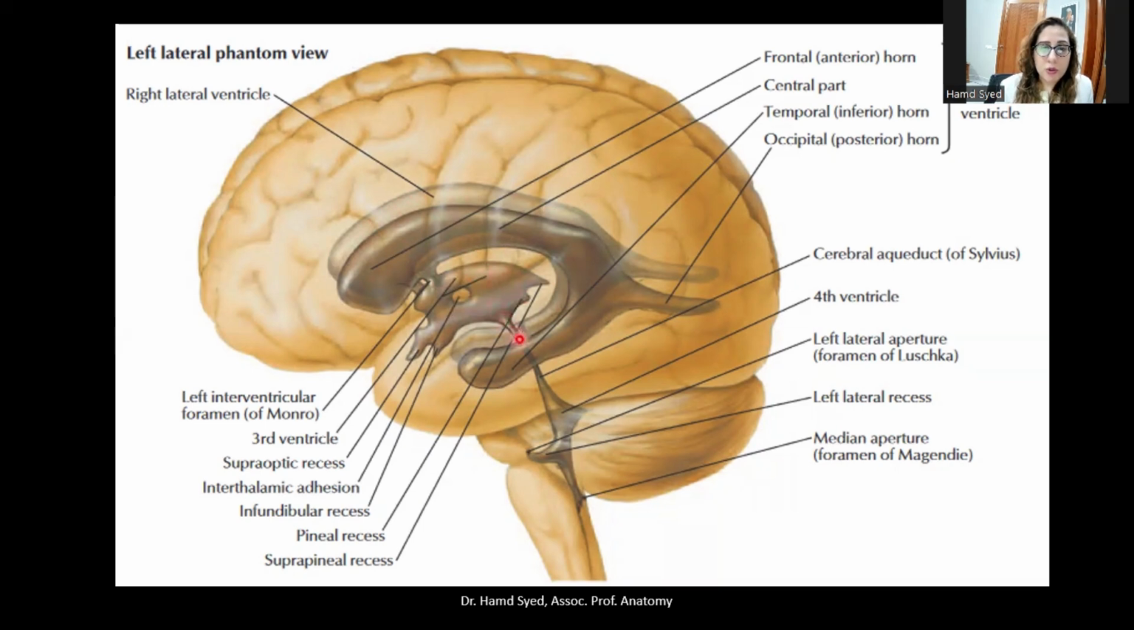From here, the fluid then traverses through a narrow passageway known as the cerebral aqueduct of Sylvius, and then this fluid enters into this tent-shaped cavity, which is the fourth ventricle. And remember, this fourth ventricle is present between the cerebellum posteriorly and the pons and medulla oblongata anteriorly. So these are our ventricles. They contain cerebrospinal fluid, and they're lined by an epithelial layer, which is known as the ependyma.